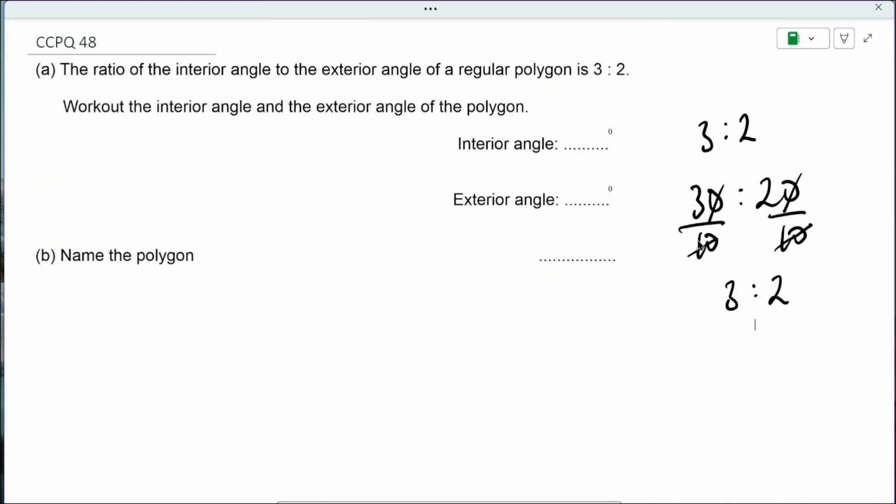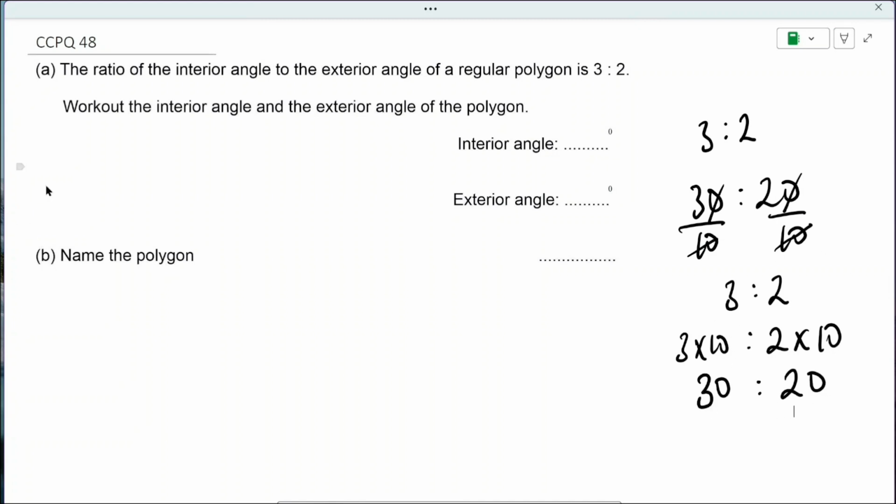If we want to get back this 30:20, we have to multiply both values by the value you divided both of them by. In this case, you multiply 3 times 10, and on the other side, you have 2 times 10. 3 times 10 will give you 30, and 2 times 10 will give you 20.